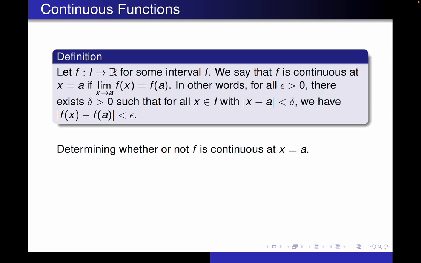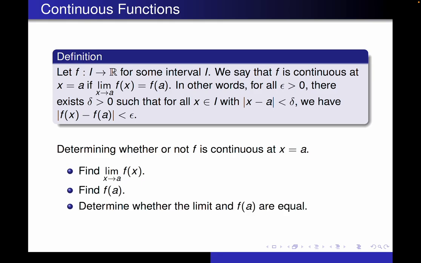All right, so if we wanted then to determine whether or not f is continuous at a point x equals a, we've got to do a couple things. We've got to find the limit, we've got to find the function at x equals a, and then we've got to show that those two quantities are equal.